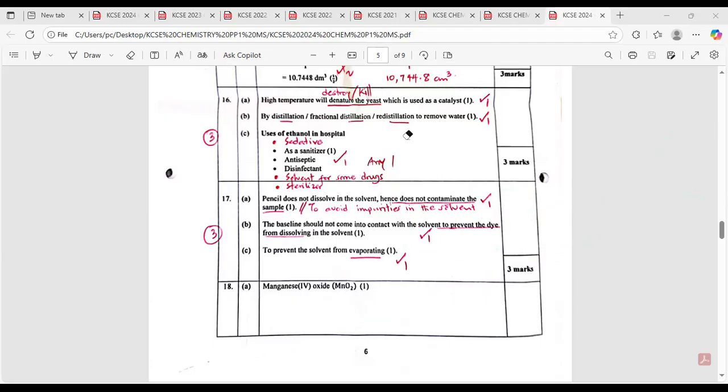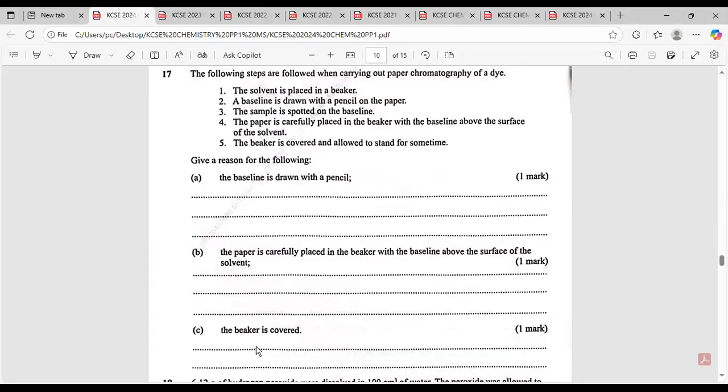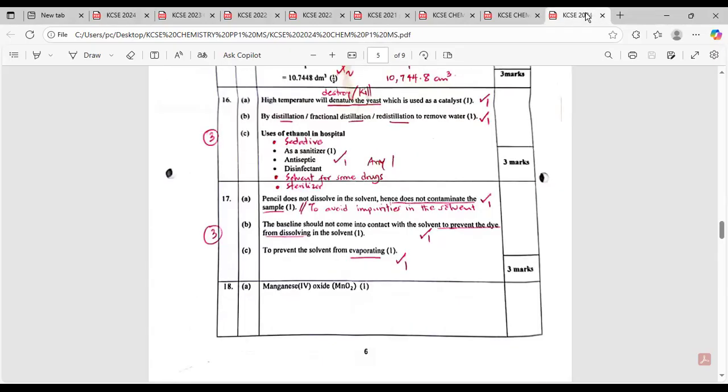Then the last question, still on that. I think I can just go to the question. The last question is, why is the beaker covered? The solvents used for chromatography, we use mainly propanol and ethanol. These are liquids which are very volatile. So the reason why we should be covering it is to prevent evaporation of the solvent. So you can see, they are testing application parts.